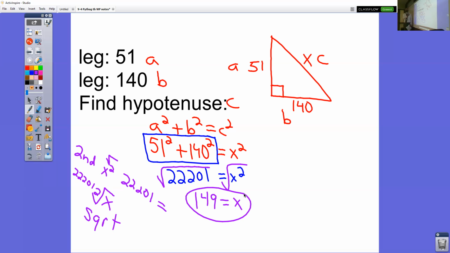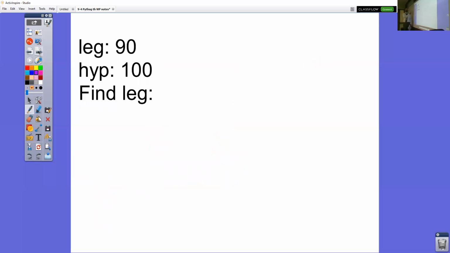And that's your final answer. Let's take a look at the next one. Now, this one comes from yesterday's lesson because for this one, we're either going to be finding the A or the B side. If you wanted to draw a picture, here's our right triangle.